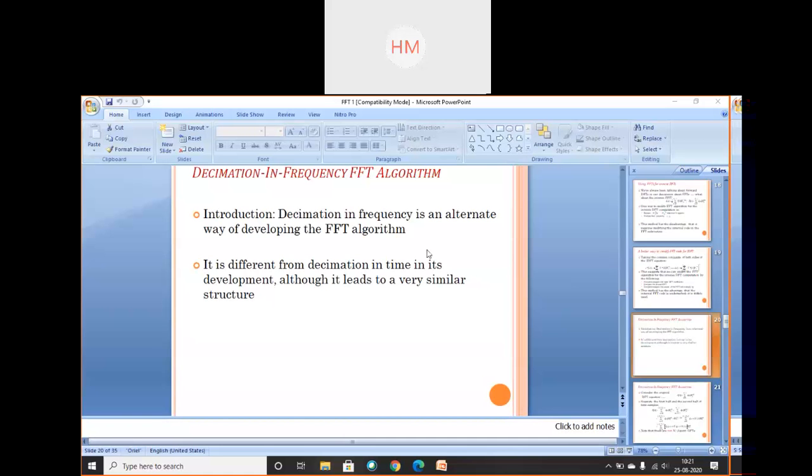The other way is to first divide them into evens and odds. For 8, 4 even, 4 odd. For 16, 8 even, 8 odd. Depending on how many point DFT there is, we will decide the number of stages required to simplify the FFT. For 8, 3 stages. For 16, you will require 4 stages to simplify the FFT. It is different from decimation in time in its development, although it leads to a very similar structure. So here also we will use the butterfly diagram, but a little bit of change is there.